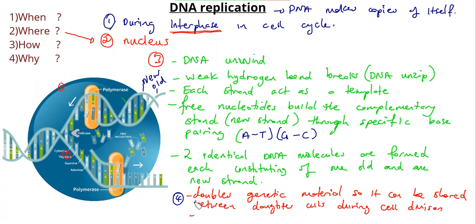And again, what we also need to understand is that it results in the formation of identical daughter cells during mitosis.